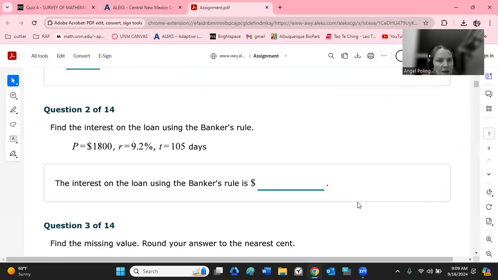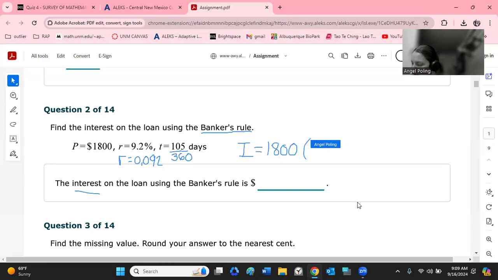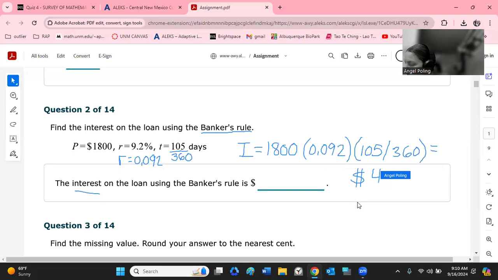Number 2 is also simple interest, but it's using the banker's rule. So our time is going to be 105 days over 360 days. That's going to tell us what fraction of a year we have here. Our rate in decimal form is 0.092. And then they just want us to find the interest. So I equals P times R times T, which gives me $48.30. So this part is what makes it the banker's rule.